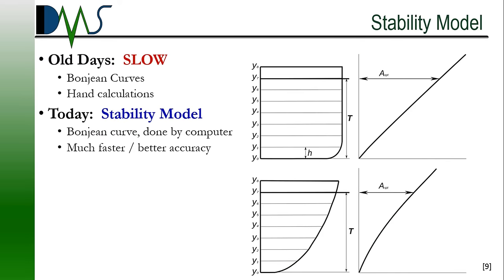Now, one of the major tools for our lightship calculation is a stability model. In the old days, anything involving hydrostatics or vessel stability required hand calculations and integrations along the lines plan using something called Bonjean curves and Simpson's rule integrations. These were really cumbersome and laborious. I had to do it once in school. Only once. Thanks to computer technology, we have a better method.